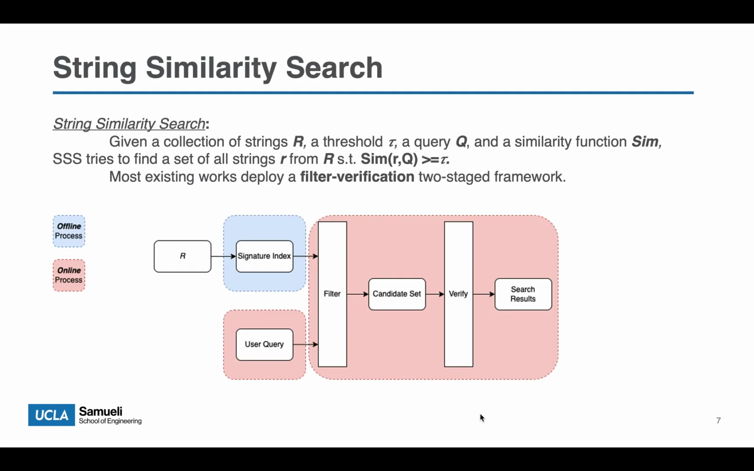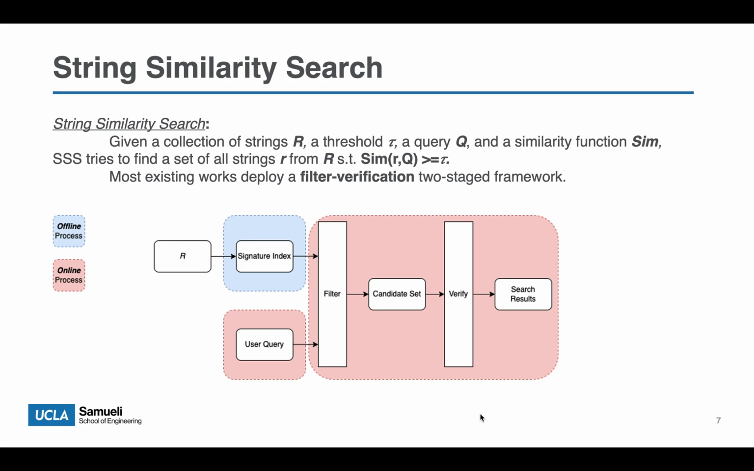So here I will give a more formal definition for string similarity search. So we're given a collection of strings capital R, a threshold tau, a query Q, and a similarity function. So we are trying to find the set of strings r from capital R such that the similarity score of r and the query Q is larger than tau. And currently, most existing work deploys a filter-verification two-stage framework as demonstrated below.